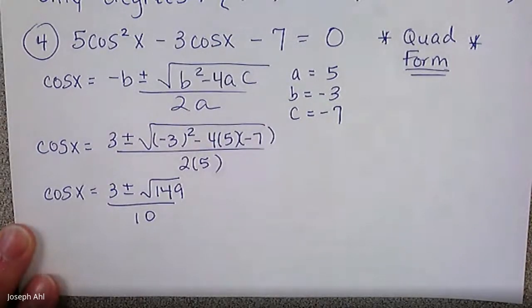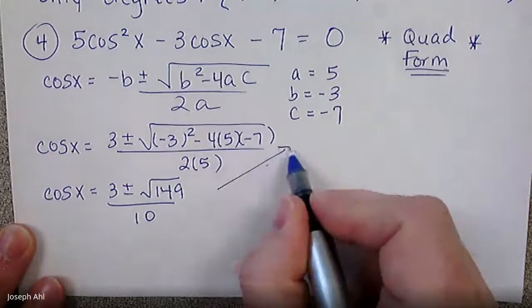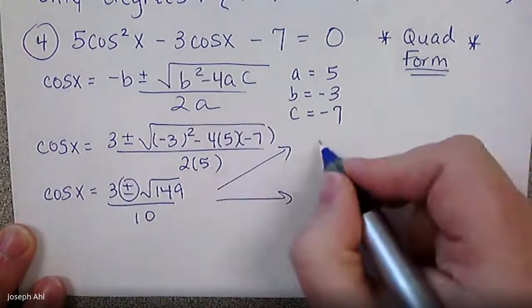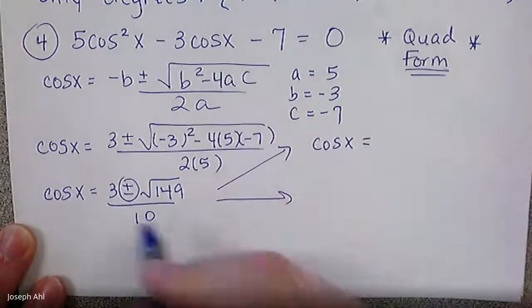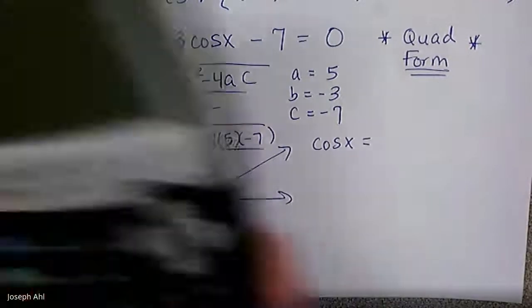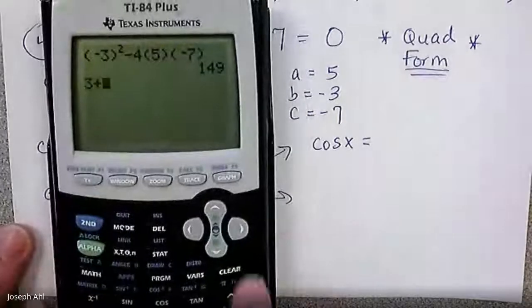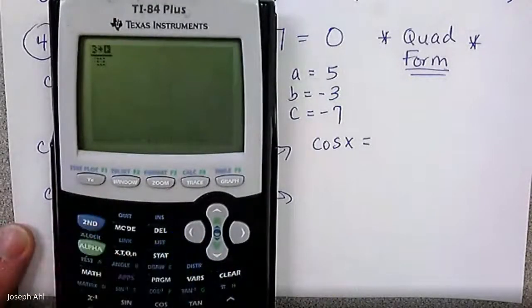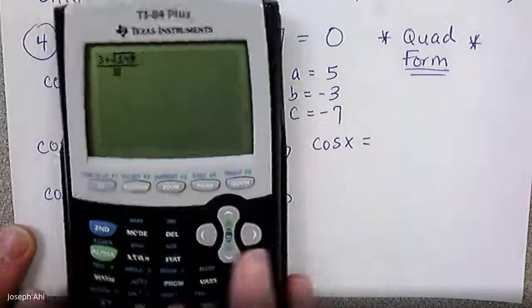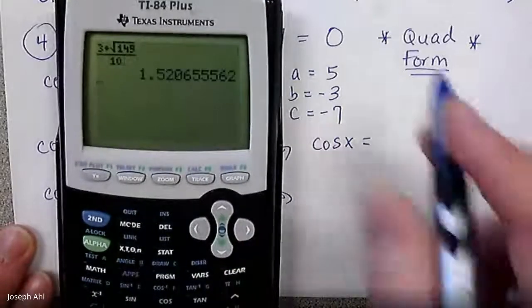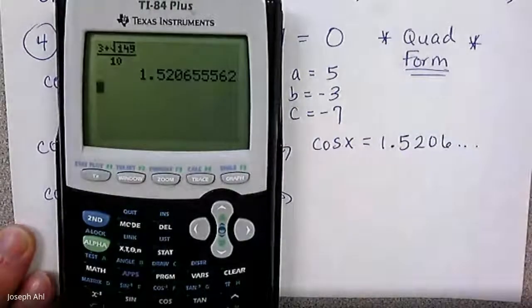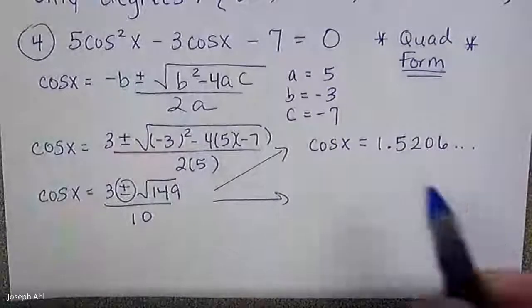All right, here's what we do now. You've got to split this. We're going to split it up at the plus or minus, okay? So on one side, cosine of x would equal 3 plus radical 149. Actually, I'm going to do a fancy fraction just to make sure we're good. 3 plus the square root of 149, and then I'm dividing that by 10. Cosine x equals 1.5206.